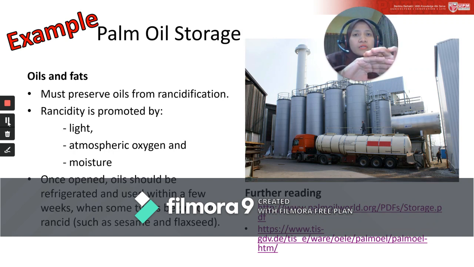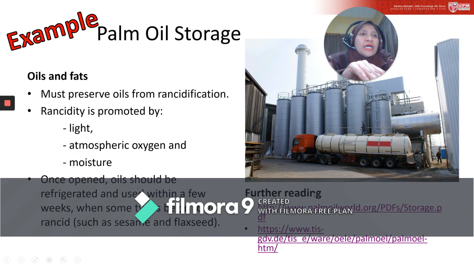And some of the oil, after you expose it to the air, can be used within a few weeks, and some types begin to go rancid, for example sesame and flaxseed. So it depends on the material, the oil types. So this is an example of the material that I refer to for my lecture note, and I would like you to refer to it as well for your plant design project.